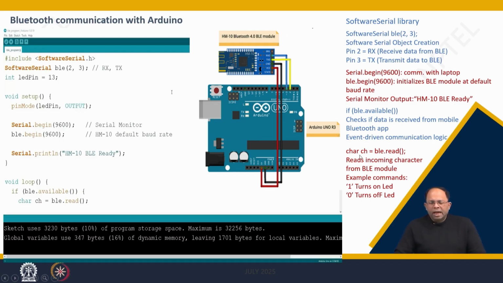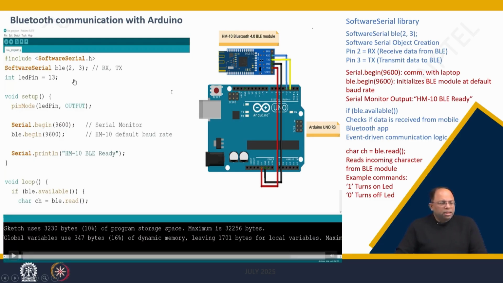And char ch = BLE.read means we are reading what is coming from BLE and storing it in ch, which is a character type variable. If that value is 1, we turn on the LED. If it is something else, and it is 0, then we turn off the LED.